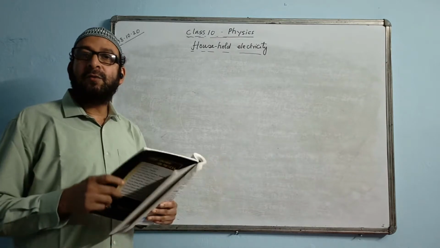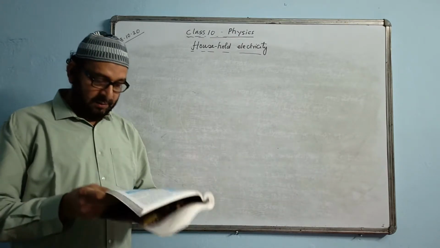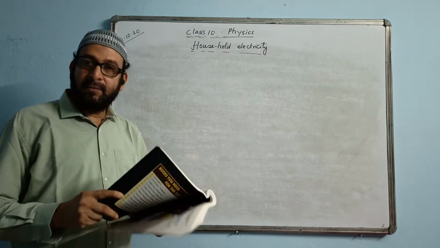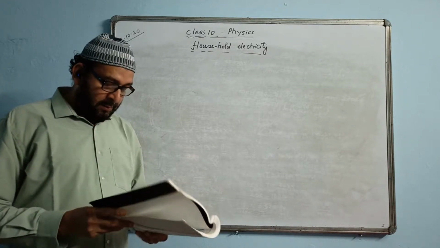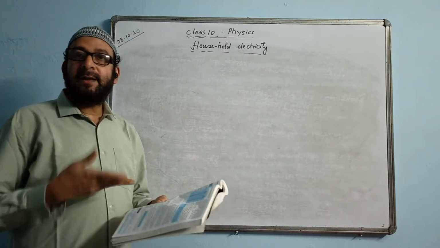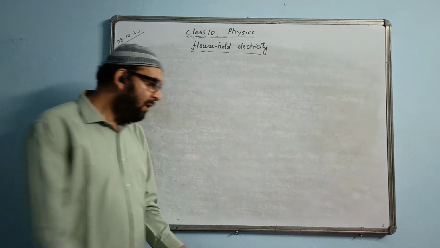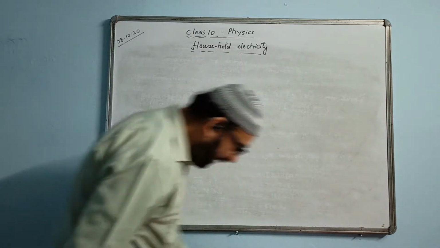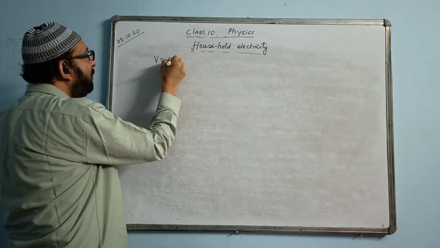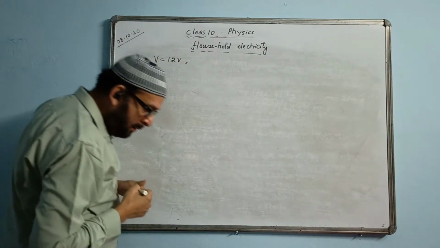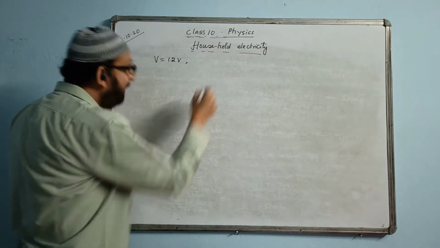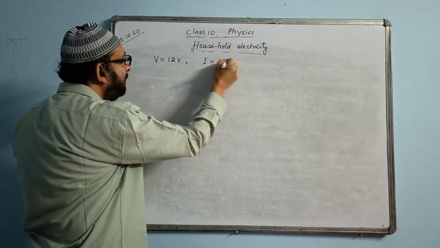So this is the question from the book Concise Physics, example 1, page number 195. Those who have the book can get the question from the book, but I already read the question. Now I write out the information provided in the question. The voltage given is 12 volt. The current given is 3 ampere.